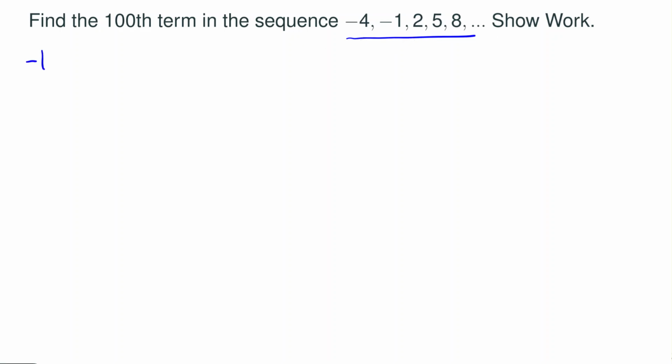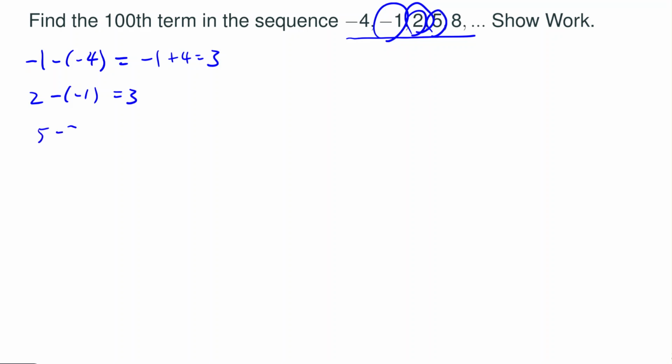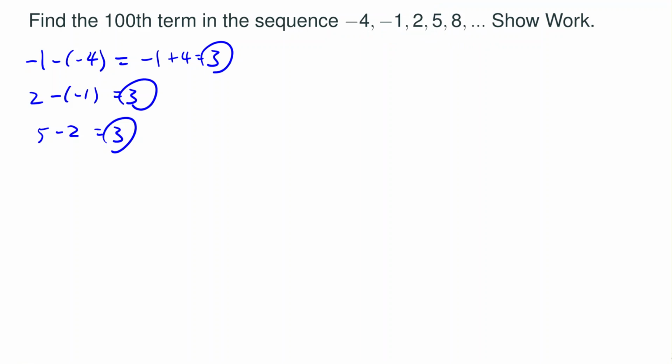So we can do -1 minus -4, this one minus this, to find the common difference, which is -1 plus 4, which is 3. We can also do 2 minus -1, which also gives us 3. 5 minus 2 also gives us 3, right? So that's how we know we have a common difference of 3 in this problem. Since we have a common difference, this is an arithmetic sequence. So the common difference is 3.